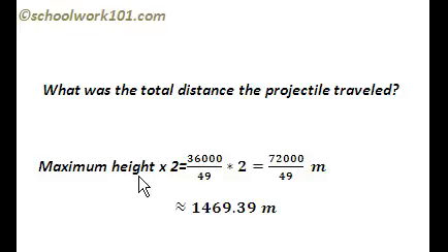Remember we found the maximum height, which happened to be this number here, and I'm using the exact number. If you just multiply it by 2, you get the overall distance the projectile traveled, which is this number here, 1,469.39 meters.